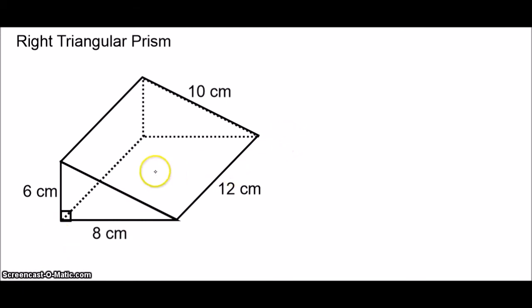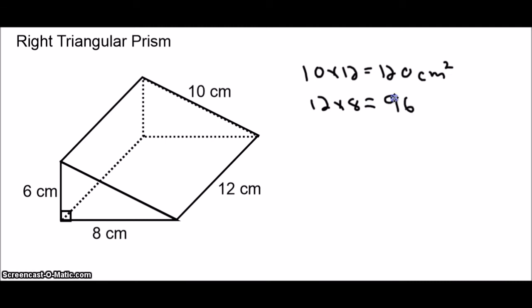Okay, first let's begin with this rectangular side, the largest rectangle. The dimensions of this are 10 centimeters by 12 centimeters. So 10 times 12 is 120 square centimeters. Next, let's do the bottom rectangle. The bottom rectangle is 8 centimeters by 12 centimeters. 12 times 8 is 96 square centimeters.